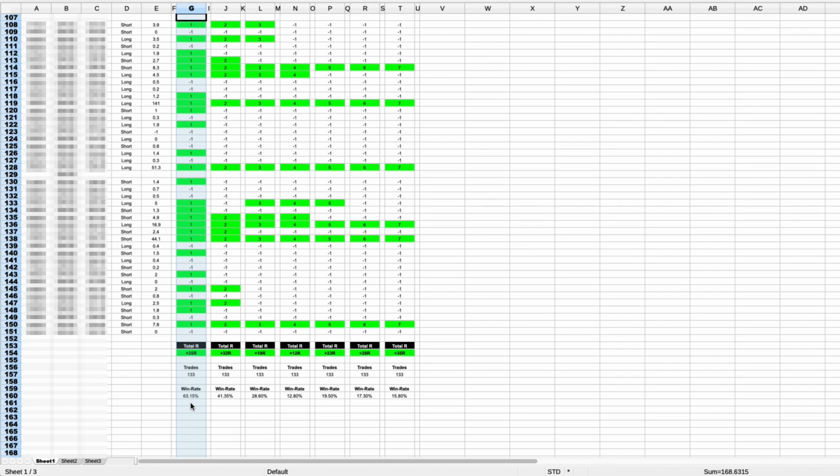So that's something that I haven't yet tested, applying this edge to a handful of other markets. Again, just to see whether it works well elsewhere, whether it doesn't work well elsewhere. Those discoveries are yet to be made.